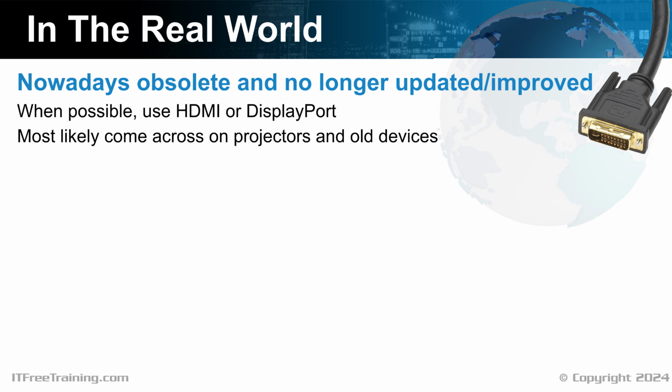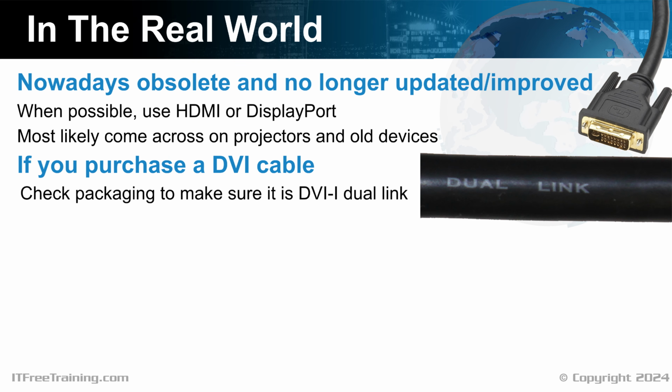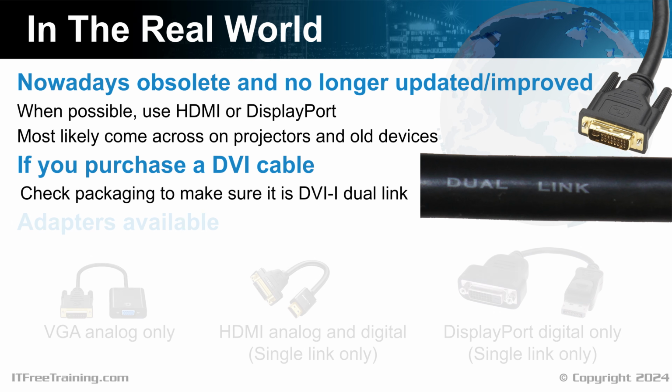Even then, a lot of those devices, unless they are very old, will have an HDMI or DisplayPort connector in addition to the DVI connection. So, when possible, use HDMI or DisplayPort. If you have no choice and have to use DVI, and you need to purchase a DVI cable, make sure the cable is DVI-I and dual link. You could of course purchase a different cable and it may meet your needs, but DVI-I dual link can be used for everything. If you need to convert from DVI to other connector types, there are adapters available.